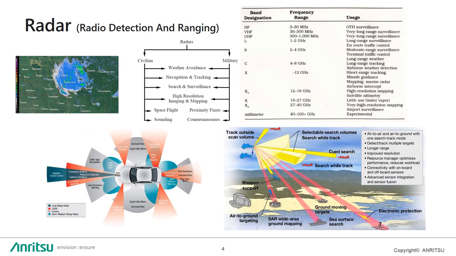Radio detection and ranging. When we speak of radar applications, we must keep in mind all of the different varieties of radar systems. They operate at many different frequencies. They can be used for military or civilian applications. For civilian applications, two of the more popular are weather radar and automotive driver assistance systems.